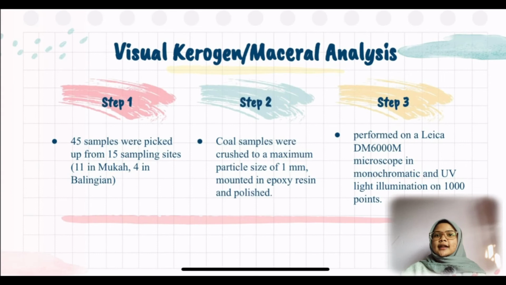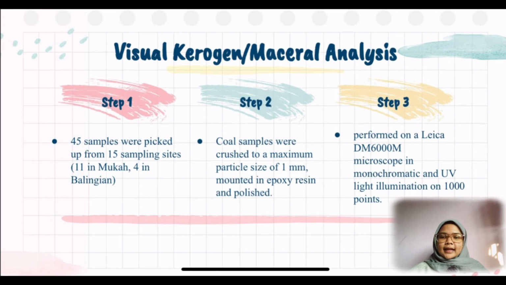There are 3 steps to do this analysis. Firstly, 45 samples are picked up from 15 sampling sites, 11 from Mukah and another 4 from Balingian. Next, the sample will be crushed to a maximum particle size of 1 mm, followed by embedding the material in cold curing epoxy resin and the production of polished sections.